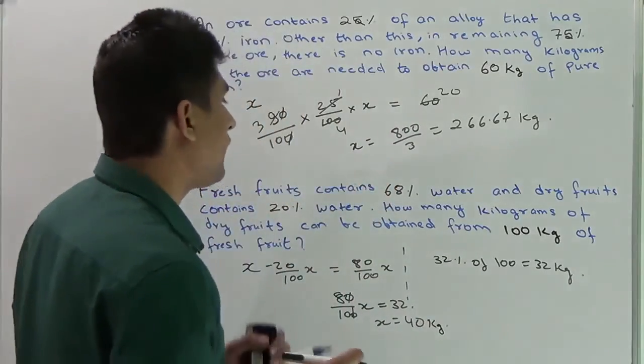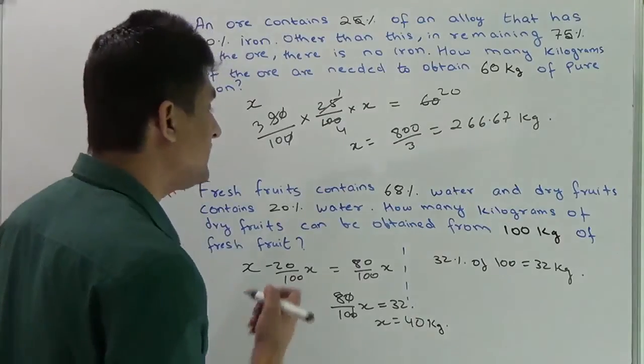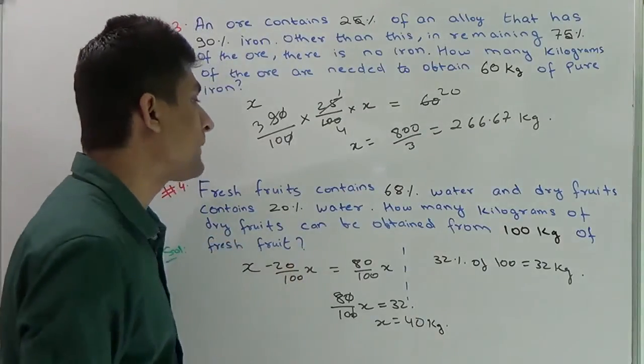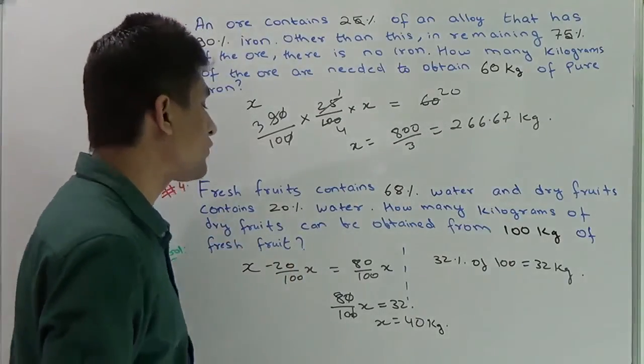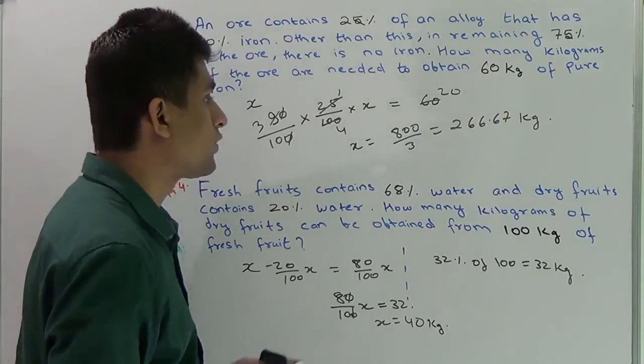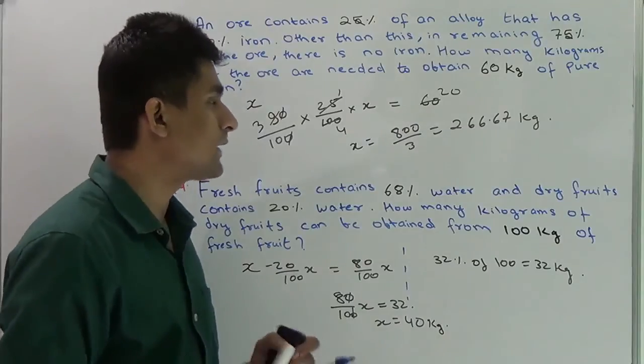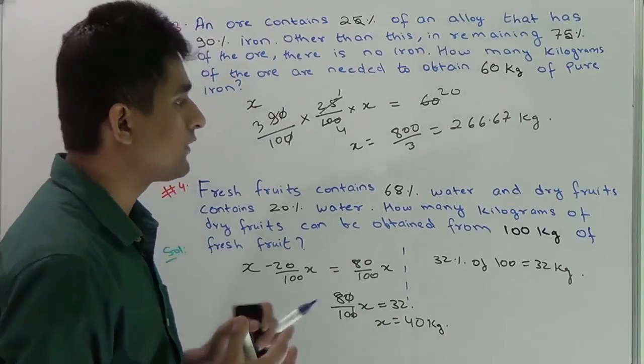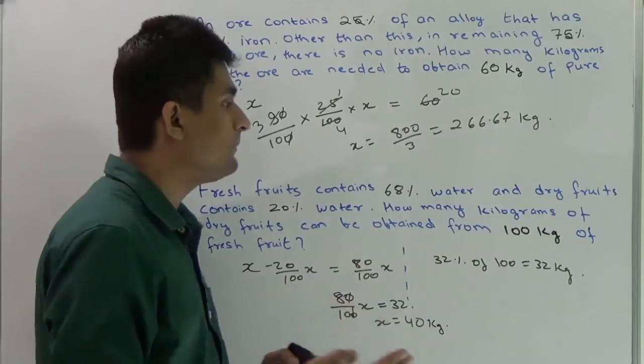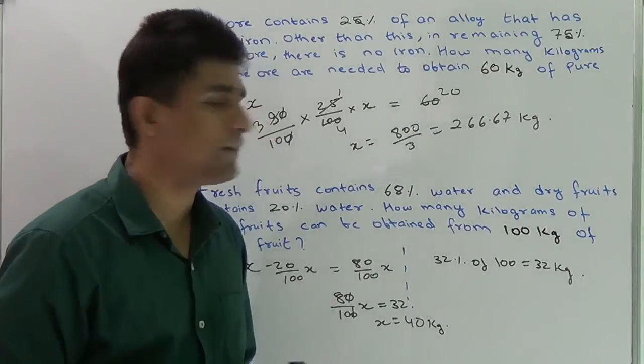So I can say 40 kg of dry fruit can be obtained from 100 kg of fresh fruit. I think this question will be very clear to you. Now I should move to some other questions on different concepts. So this is sufficient for successive percentages. We'll move to some other concepts and other questions in the percentage section now.